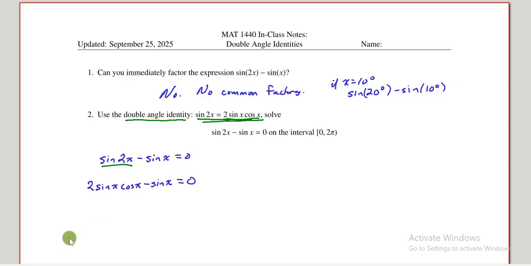And look at how this has improved our situation. Before, there was nothing we could do. We said there were no common factors, there weren't like terms, there was no way to combine these two expressions or do anything with it algebraically. But now, if I look at the pair of expressions here, 2 sine x cos x and sine x, we see that we have a common factor of sine of x.